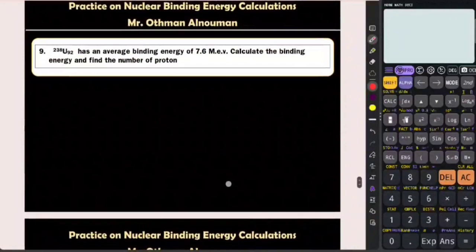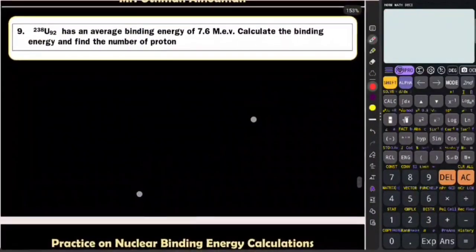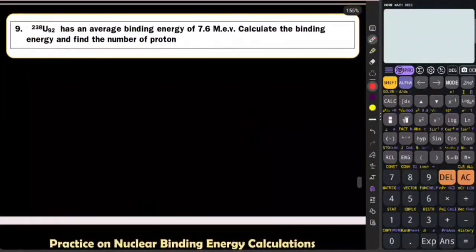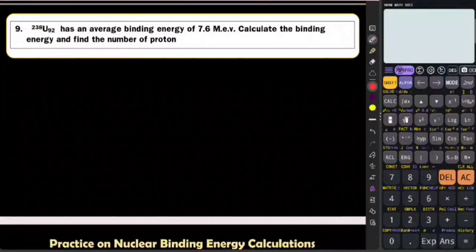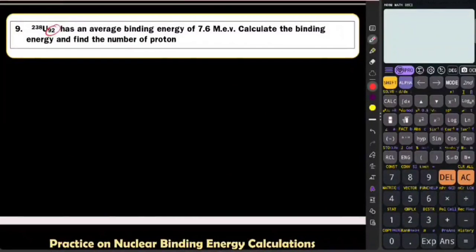The next question says, nucleus of uranium has an average binding energy of 7.6 million electron volt. Calculate the binding energy and find the proton number. First of all, let's find the proton number. Here it is, the proton number. Some questions in the ministry are very easy, but if a student doesn't read the question very carefully. Now, let's see here.